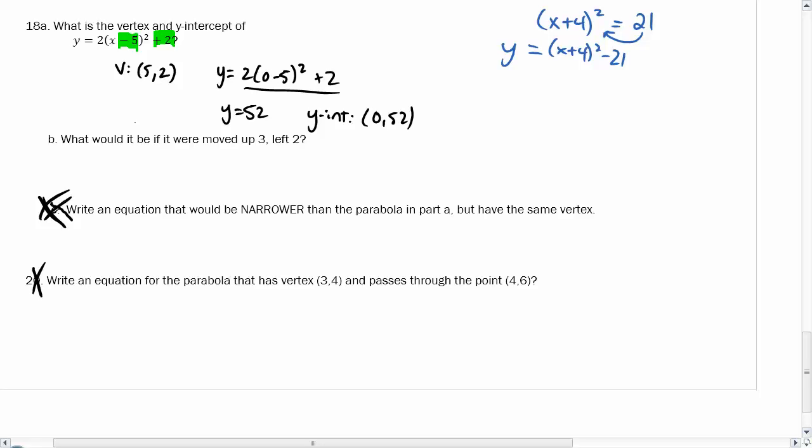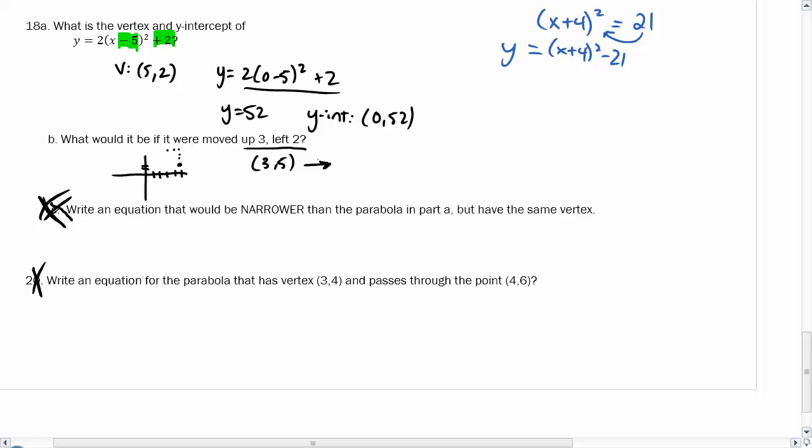Okay, now here's an interesting one. So what would it be if it were moved up 3, left 2? Well, right now, let's look at where this vertex is. 1, 2, 3, 4, 5, 2. It's at 5, 2. Where would it be if you moved it up 3? Well, it went from 5, 2 to 5, 3 to 5, 4 to 5, 5, and then left 2. So it would be at 5, 5 to 4, 5 to 3, 5. So up 3, left 2 would move it to 3, 5.